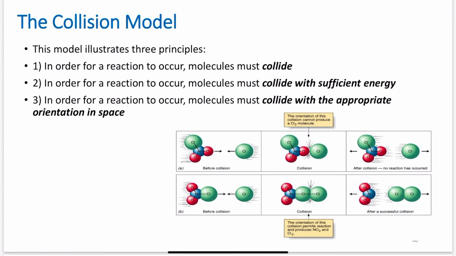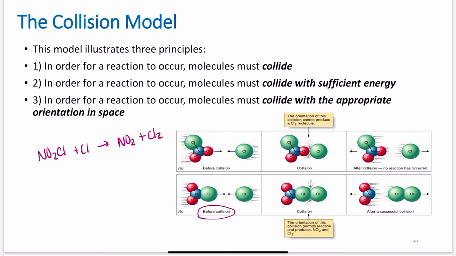So, shown here, orientation of particles. Before the collision, we've got these particles coming together, NO2Cl with a Cl atom. These two come in and collide, but the orientation of this collision cannot produce a Cl2 molecule. This reaction is taking NO2Cl plus Cl and giving me NO2 plus Cl2. If the oxygen and chlorine collide together, that's not going to produce a Cl2 molecule. So after the collision, no reaction has occurred because they didn't have the correct orientation in space.